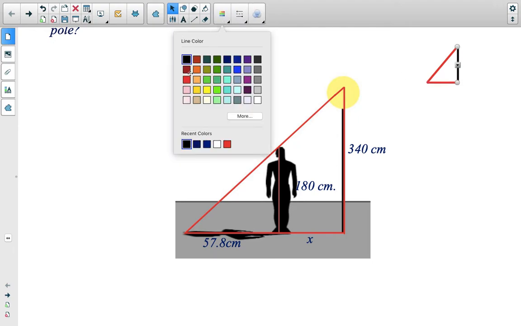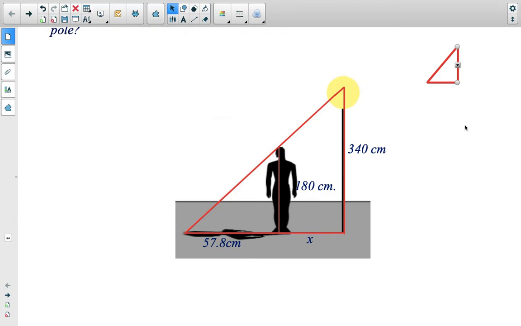So with the red triangle that I just drew, we have some measurements. So we have the 340, which is that length here. And we actually don't know the full length on the bottom. So we don't know this full length. We know that it's 57.8 plus something, but we don't know what that something is. So I'm going to label it Y, because I don't know what this length is right now for this triangle. Okay, so I just kind of made a smaller version of it.